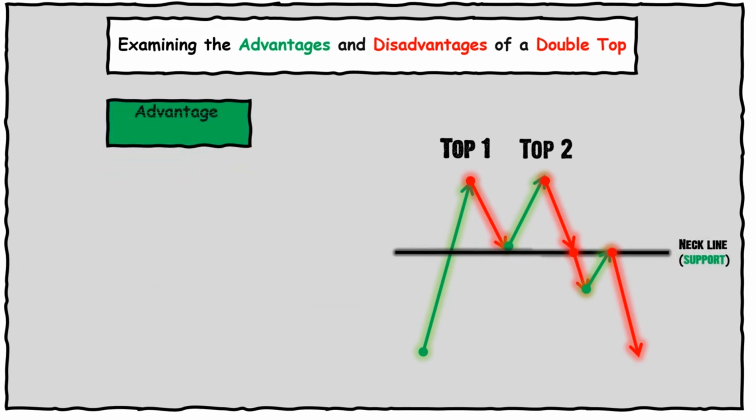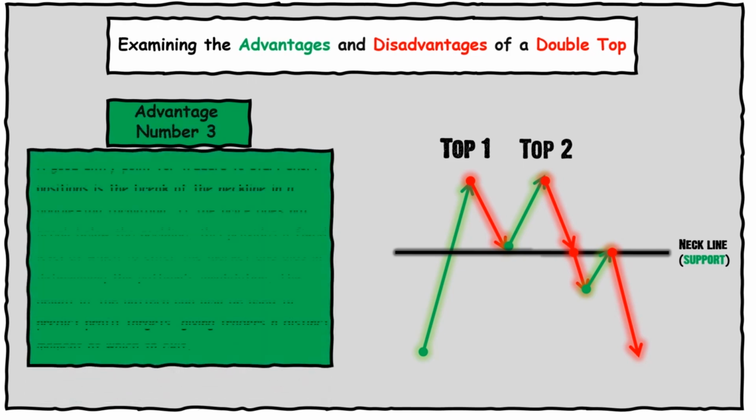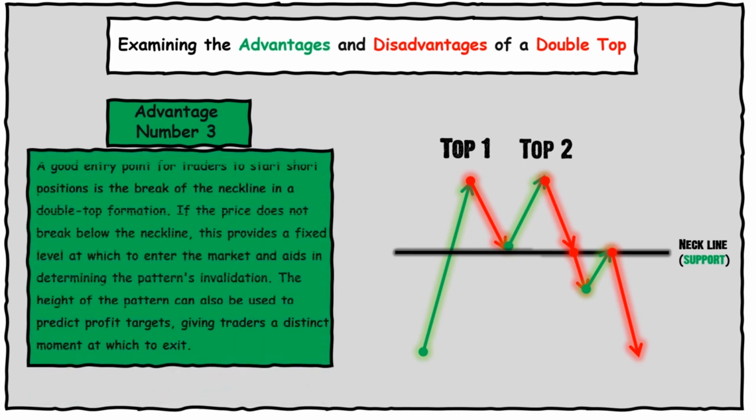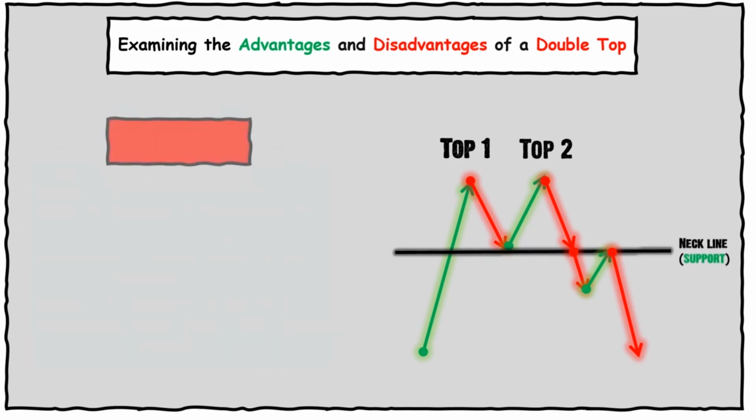Advantage number 3. A good entry point for traders to start short positions is the break of the neckline in a double top formation. If the price does not break below the neckline, this provides a fixed level at which to enter the market and aids in determining the pattern's invalidation. The height of the pattern can also be used to predict profit targets, giving traders a distinct moment at which to exit.